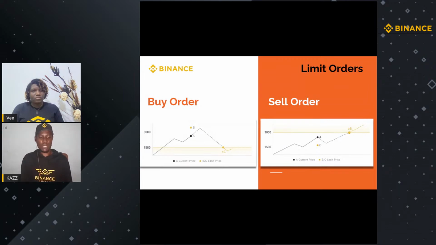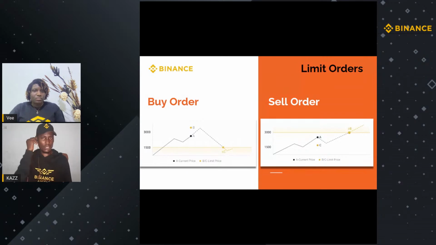Let's take, for instance, that the current price of an asset is 2,400, which is at point A, and you place a sell limit order with a limit price of 3,000 at point B. The order will not be executed immediately until the price reaches that 3,000 point or above it. If you place a sell limit order with a limit price of 1,005 at point C, which is below the current price, the order will be filled immediately at around 2,004, but not 1,005 as you think. So if you're selling using the limit order type, you have to set your limit price above the current market price.